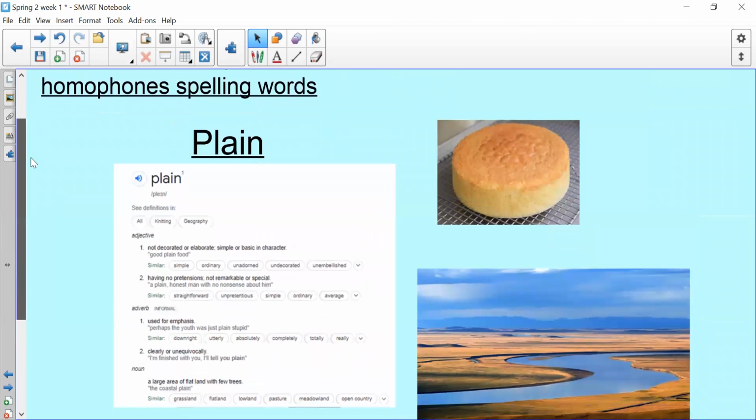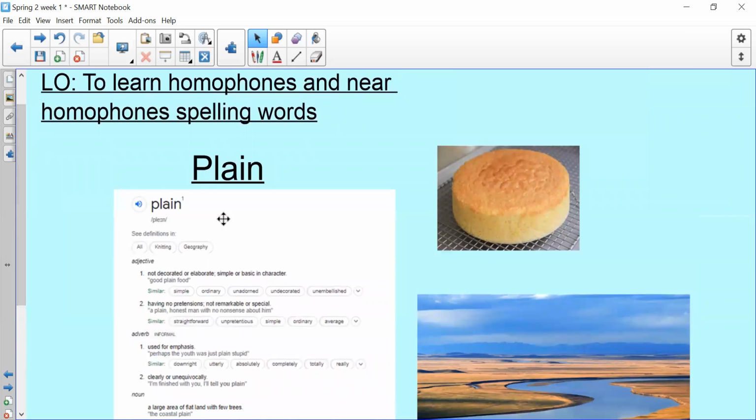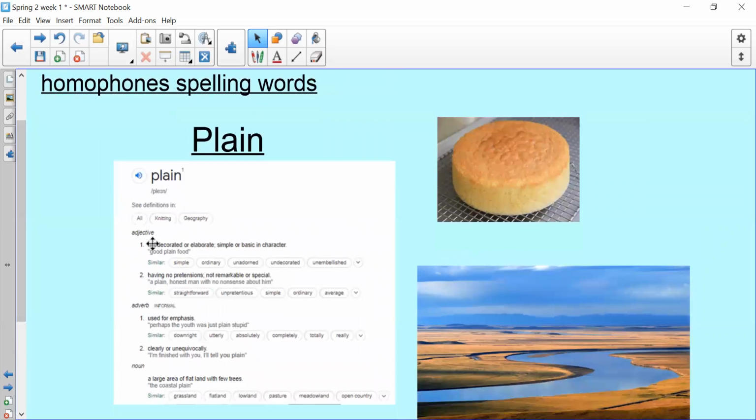Okay, the next one is plain. Now this one has quite a lot of meanings. So, not decorated or elaborate, simple or basic in character. Okay, so here is a plain cake. It's just very basic. It hasn't got any decorations or any icing on it or any thrills, just the plain cake. Okay, that's an adjective. Another adjective meaning is having no pretensions, not remarkable or special. So a plain, honest man with no nonsense about him. Okay, and if you want to pause the video at any point or go back, there's often our synonyms or similar words along the bottom.